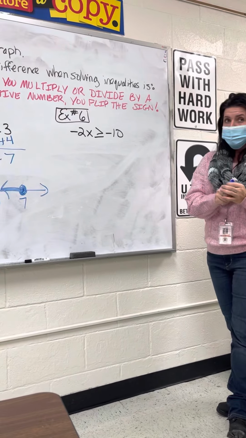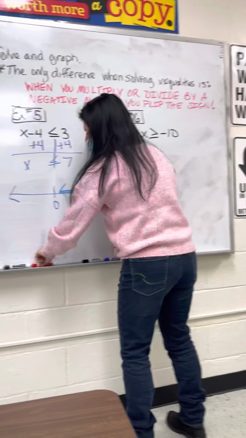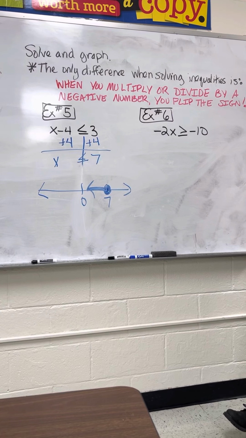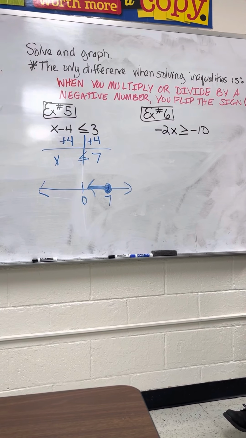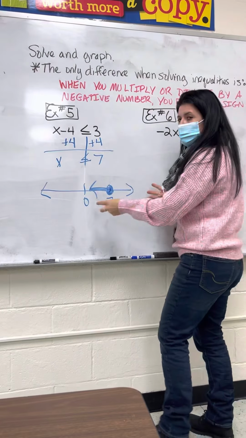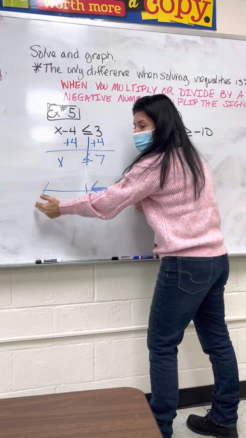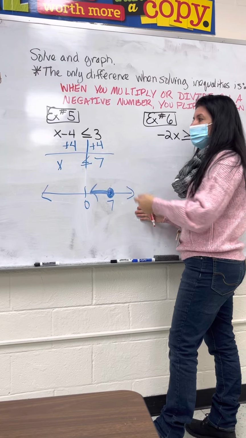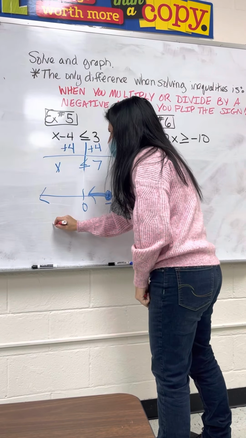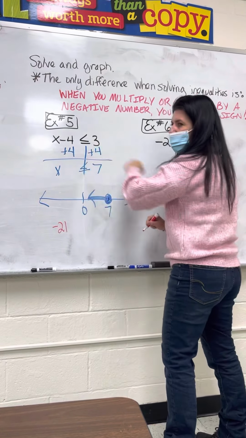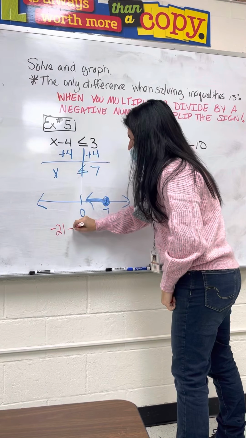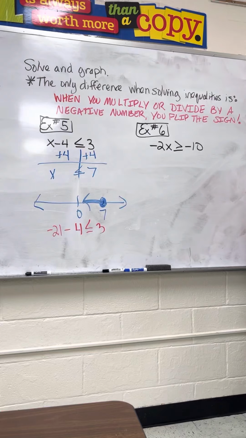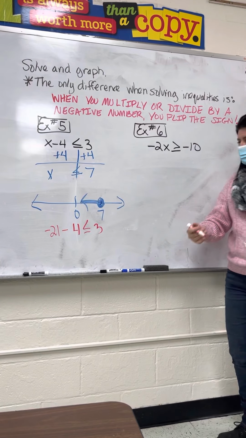So let me prove to you why that works. Give me a number, Dylan, give me a number smaller than 7. Any number you can think of. -21. Okay. So according to our solution and our graph, -21 is a solution. So let me plug it in and see if it works. We're saying x could be -21. Let's see if this makes a true statement. So I picked a solution and plugged it in. Let's see if it works.